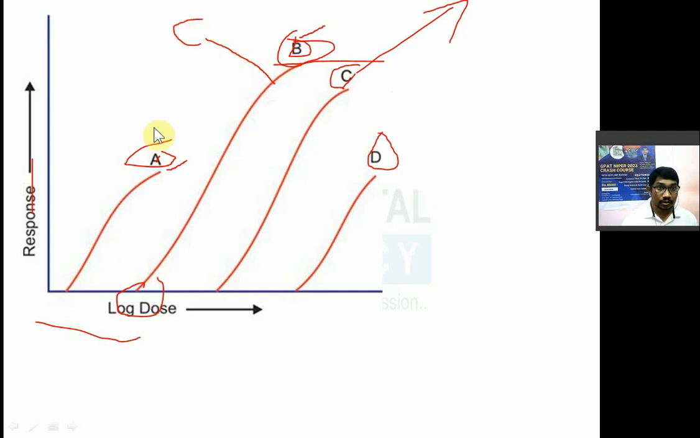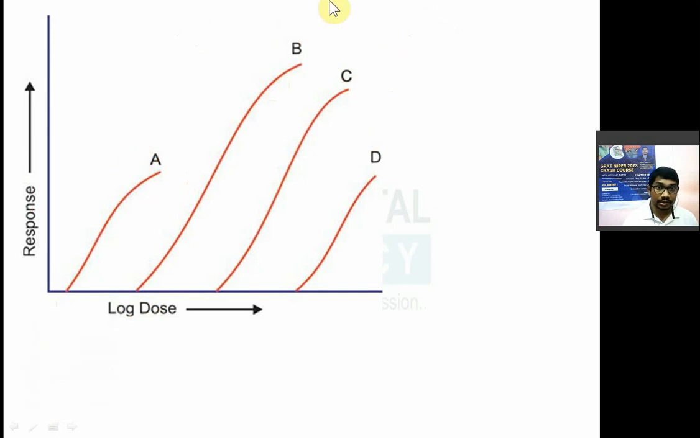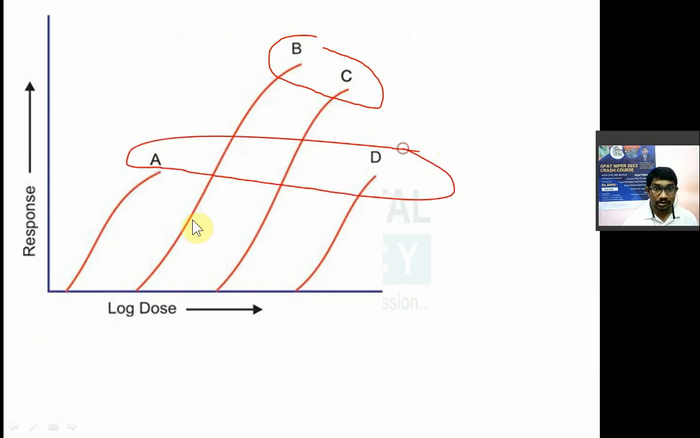तो आप बोलेंगे सर A ने तो और भी डोज कम है. रिस्पॉन्स देखो, रिस्पॉन्स नीचे आ रहा है. So drug B and C they are comparable. Or you can say drug A and D, ये comparable है. So you can see drug A is more potent than drug D, and drug B is more potent than drug C.